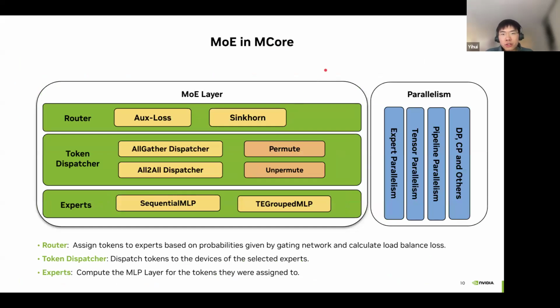In Megatron Core MoE, we provide different approaches to accelerate these models. For the router, there are aux loss and Sinkhorn. Basically, aux loss is token-choice MoE, and Sinkhorn is without token dropping. It can usually be used in expert choice, and the token dispatcher has permute and unpermute for efficient memory saving. And for the experts, we have grouped MLP to accelerate these.